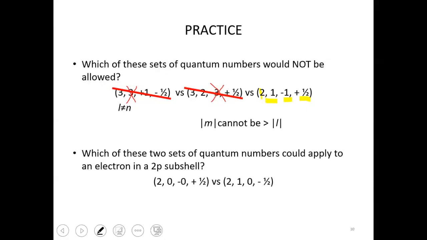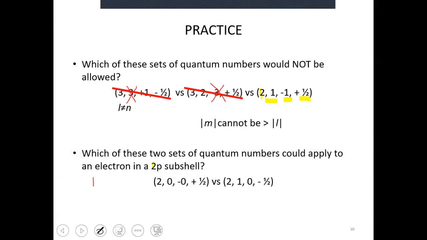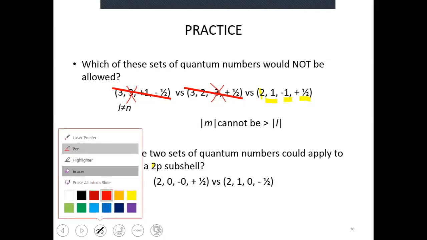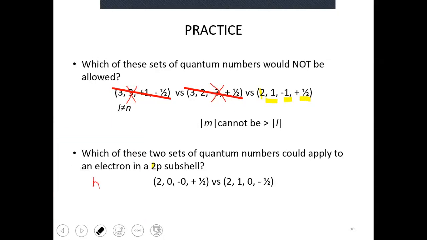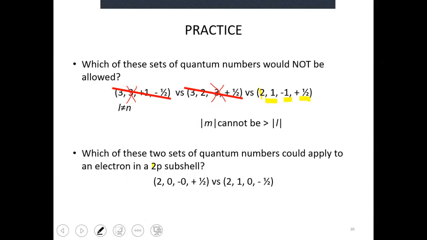So remember, 2p subshell means that n, oops, sorry. Let me do that again. So n has to be equal to 2. And for a p subshell, L has to be what?